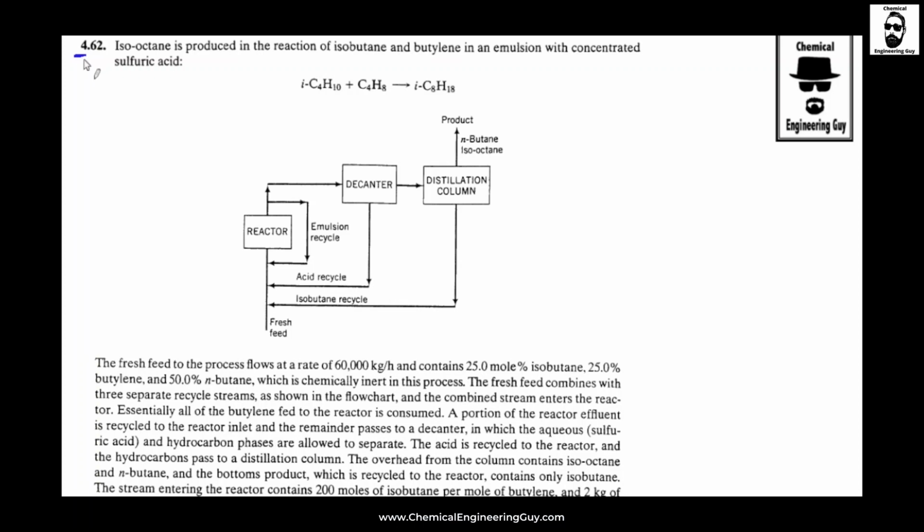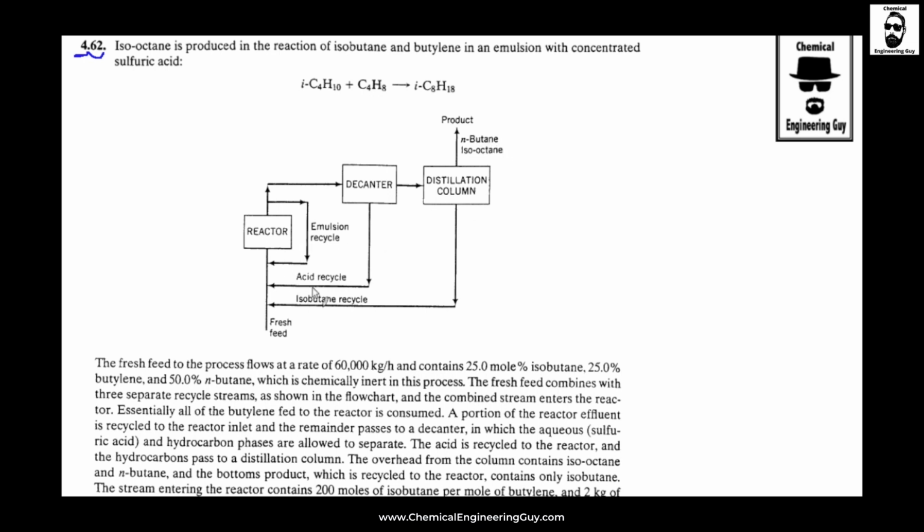Let's continue now with chapter number 4, Introduction to Mass Balance. We're going to do problem number 62 from Felder's book. We're going to talk about the production of iso-octane, which is formed from isobutane and butylene in an emulsion with concentrated sulfuric acid.